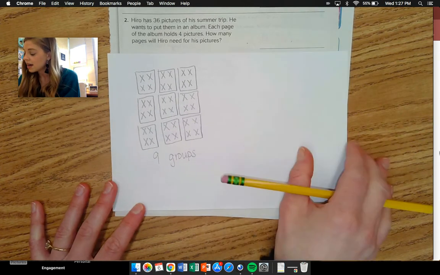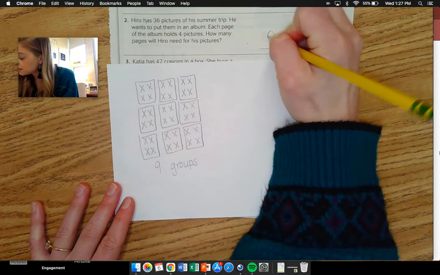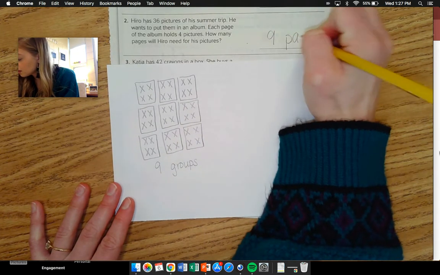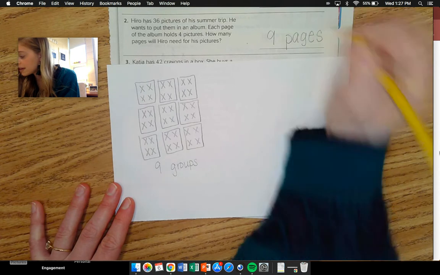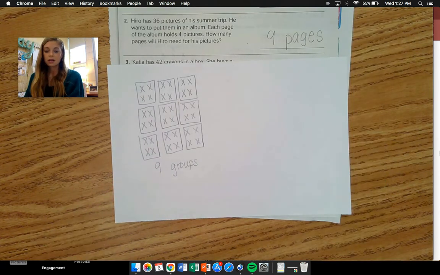Okay, 9 pages. Now, hopefully you got that same answer. Also, we could use this, or we could solve this problem without having to draw this picture. Let me show you how.